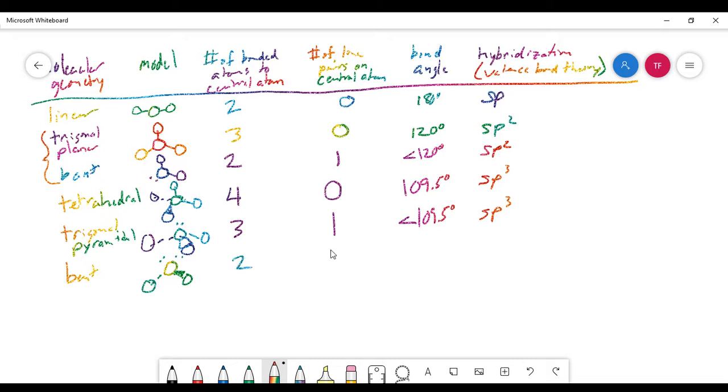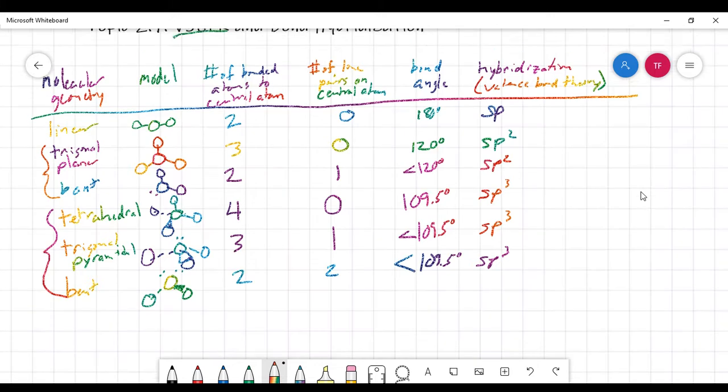There's 2 lone pairs and 2 bonded pairs, so 2 and 2, still a total of 4 electron domains. So we're still going to be around 109.5, but slightly less because of the lone pairs, and still sp3 hybridization. So these 3 structures are all extremely related to one another because they all have 4 electron pairs around the central atom. Just some of them are bonded pairs and some of them are lone pairs.